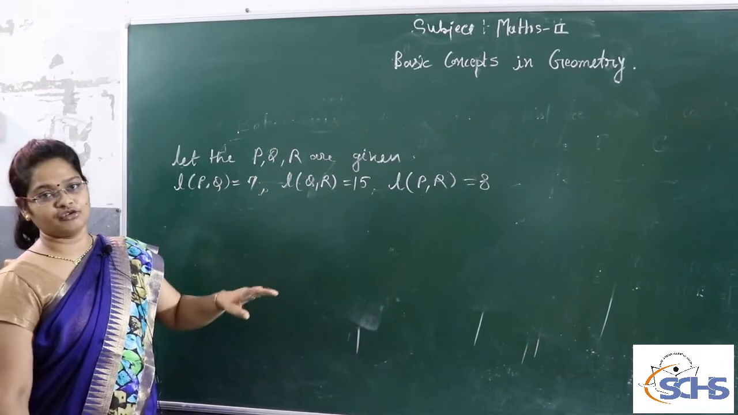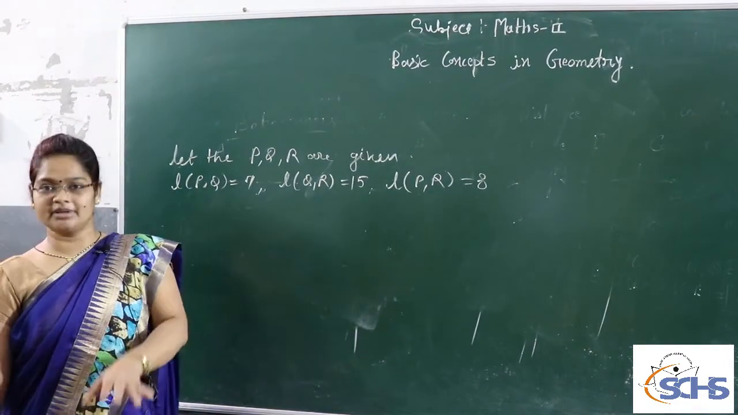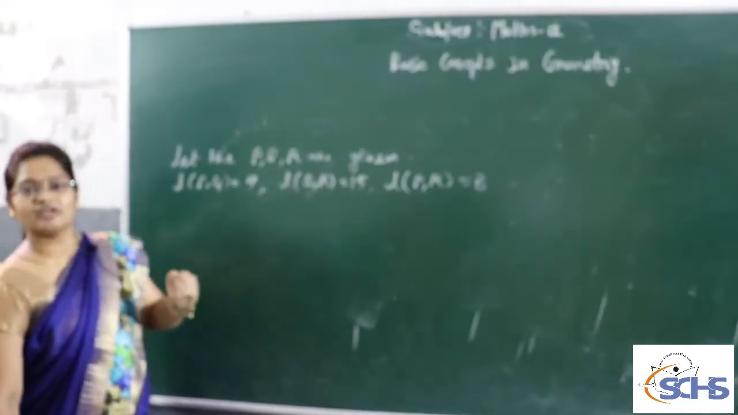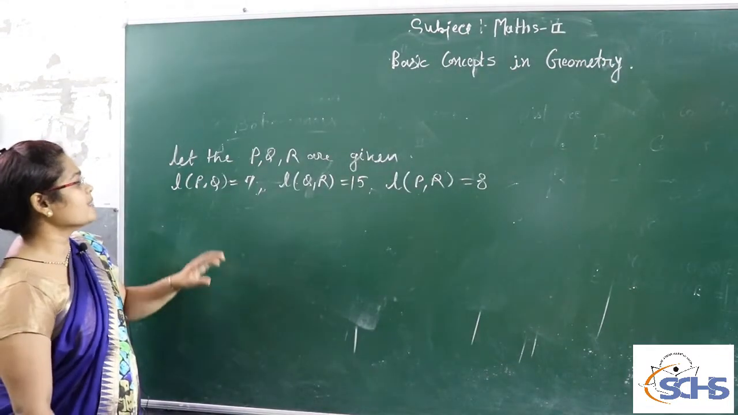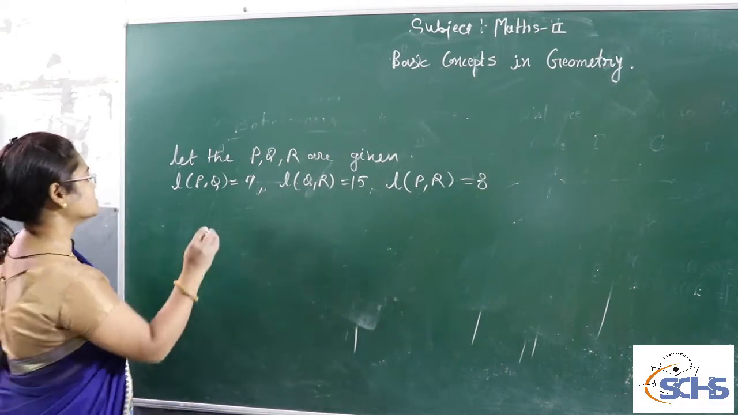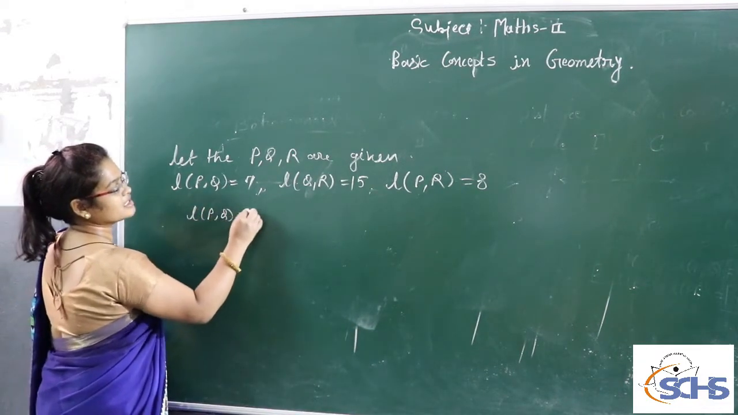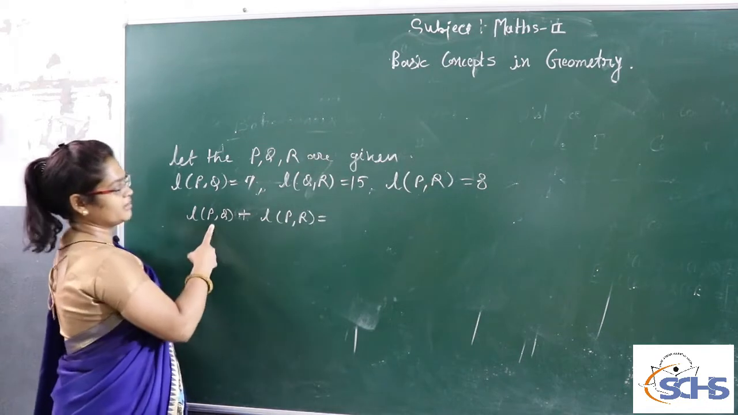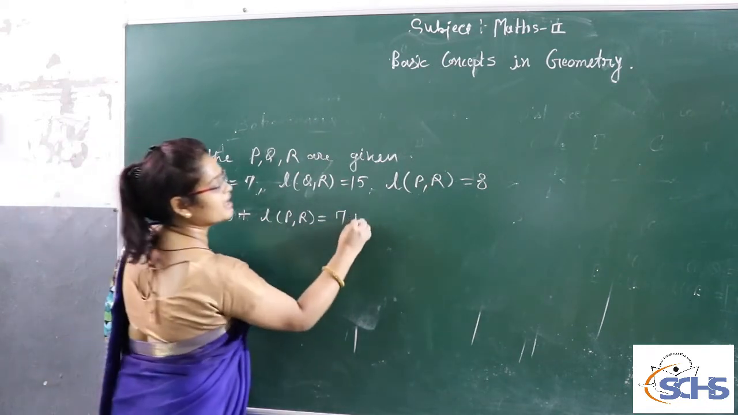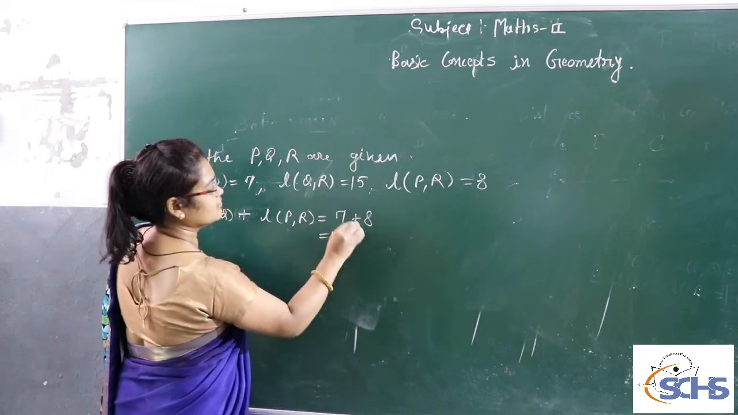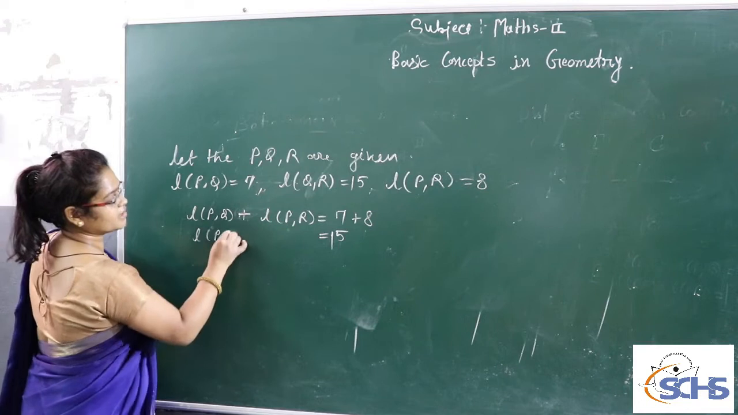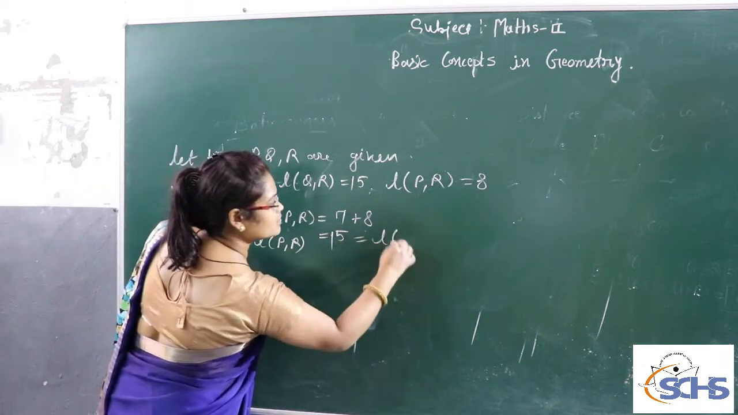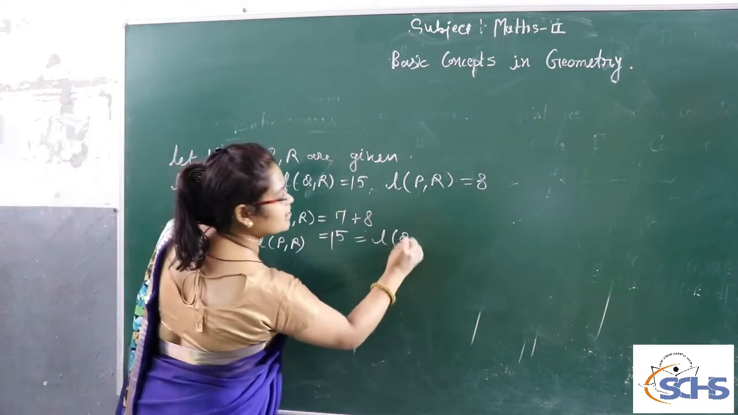In this case, we have to decide which point is in between the remaining 2 points. So for this, we will add the smaller numbers. Those 2 smaller numbers are 7 and 8. So length of PQ plus length of PR is equal to 7 plus 8, that is 15. So we get length of PQ plus length of PR is equal to 15, which is equal to length of QR.